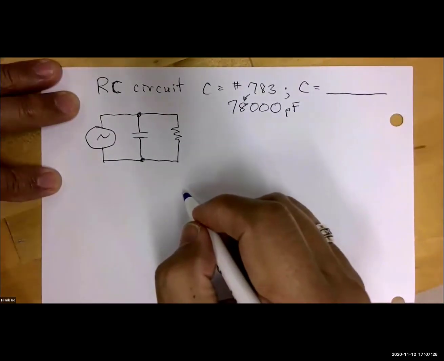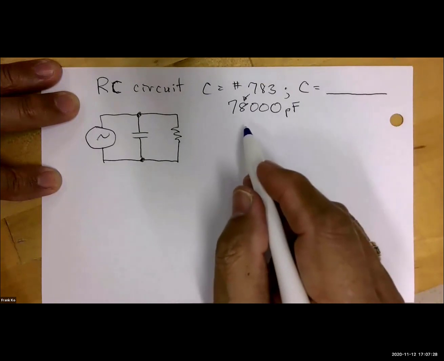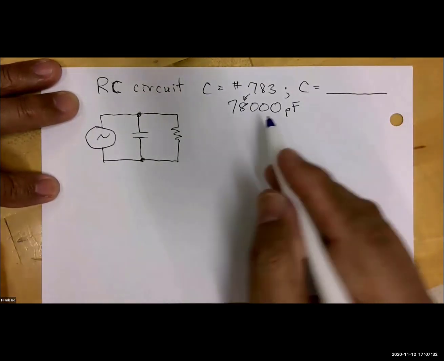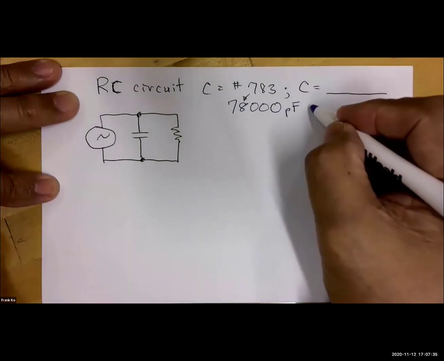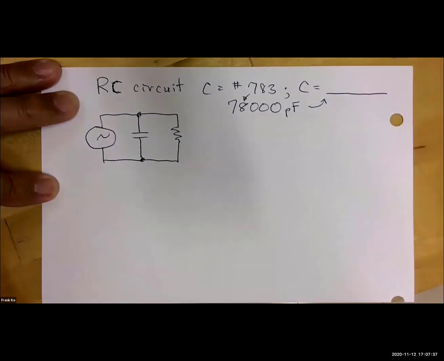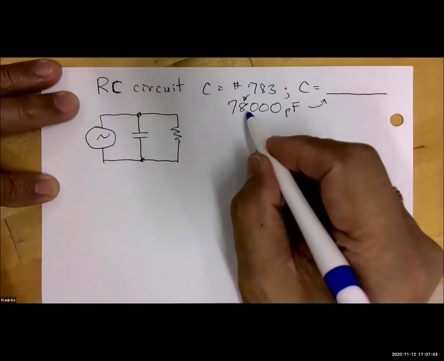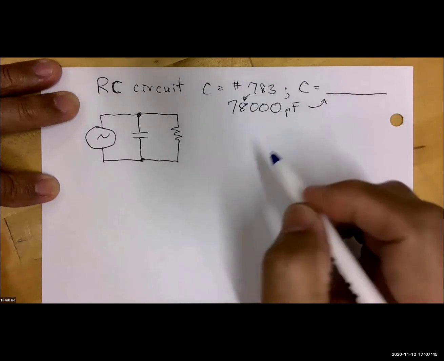Okay. Now that's way too many digits for us to deal with. So can we simplify this to enter proper engineering notation into the calculator? 78 microfarads? No. If you key this into your calculator, is it 78 nanofarads? No.